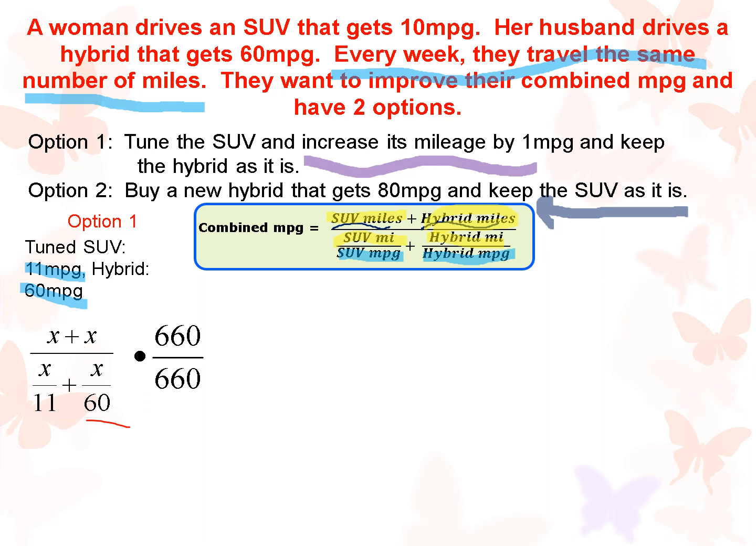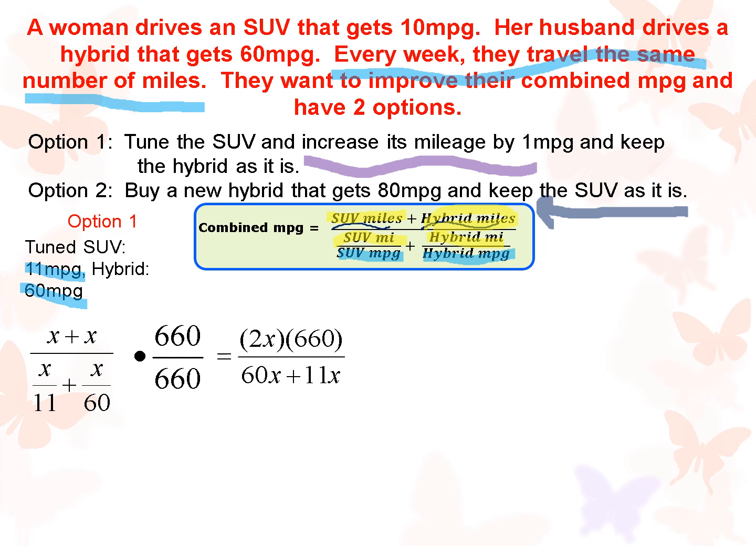We're simply multiplying it by a fancy form of 1. We're going to do a little plastic surgery on it, all right? So moving to the next step. So I multiplied by 660, okay?